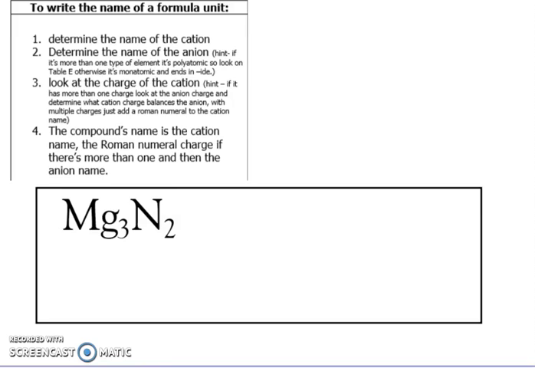Mg3N2. All right? Mg is, look it up and write it down. Mg is magnesium. N, look it up. It's nitride. Remember, you got to change the suffix, the ending, to IDE because it is an ion and it's a monatomic ion. So now we look on the periodic table and we discover that magnesium only has one type of charge.